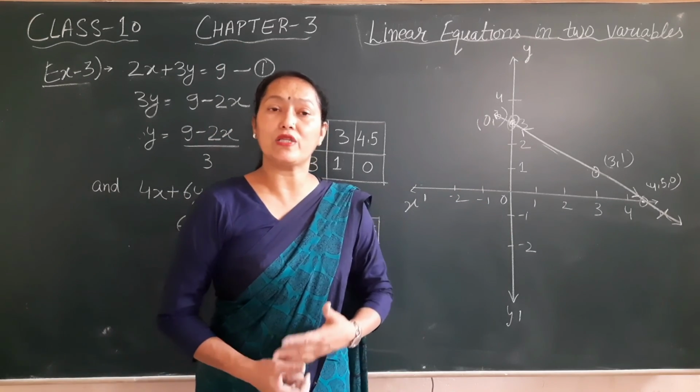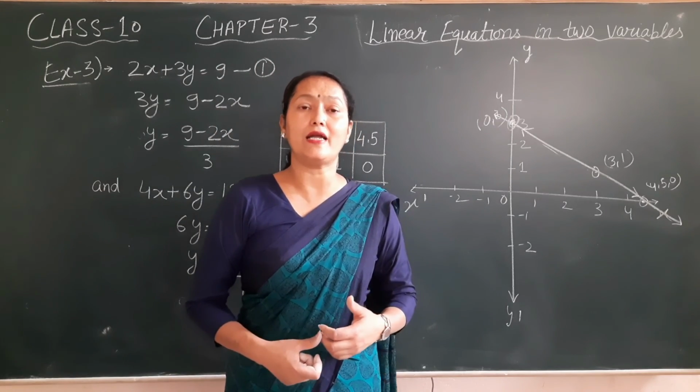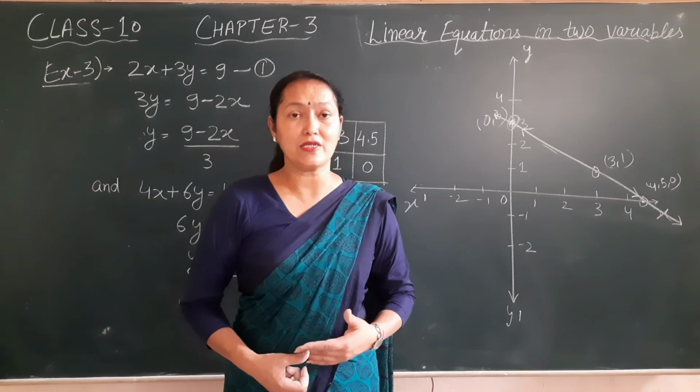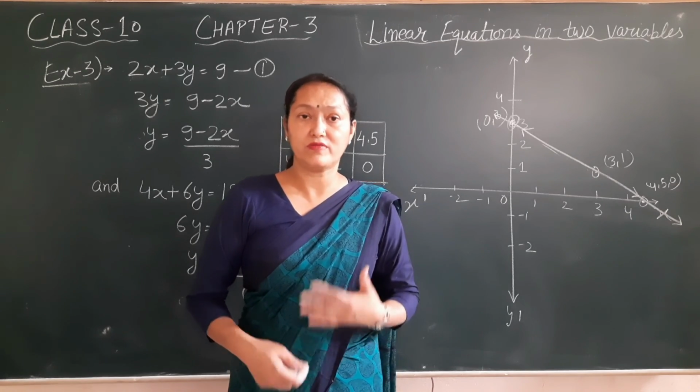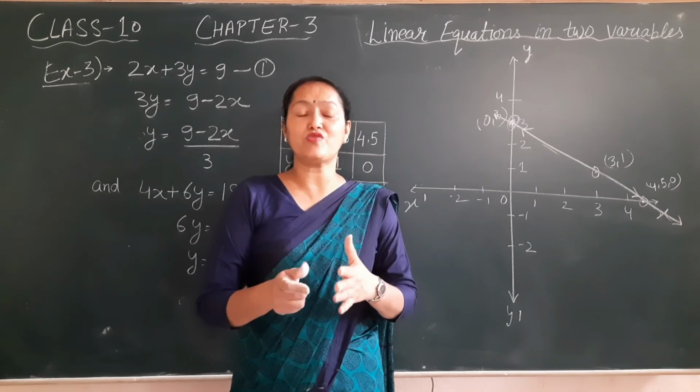Now I have shown you all the three cases. When do we get intersecting lines, when do we get parallel lines, and how we get coincident lines. These are the three cases which we can have for two straight lines when drawn on a graph.